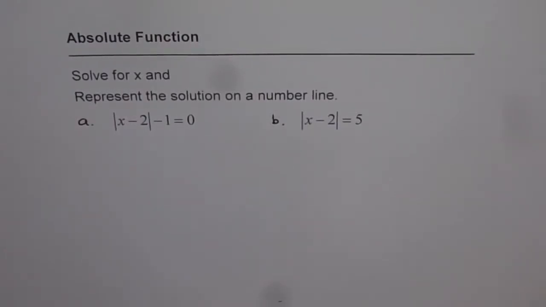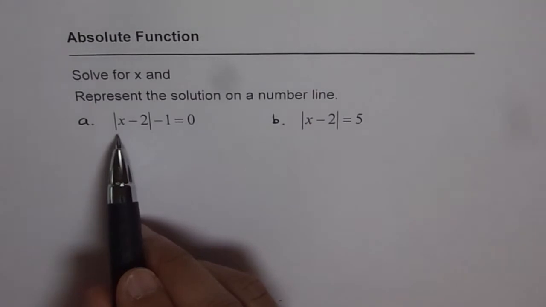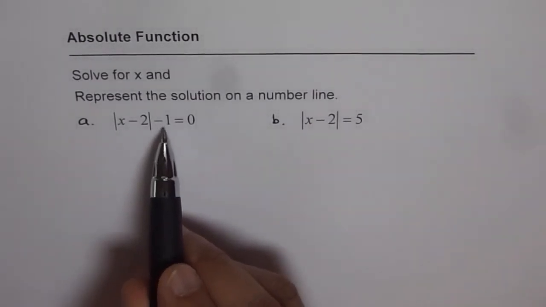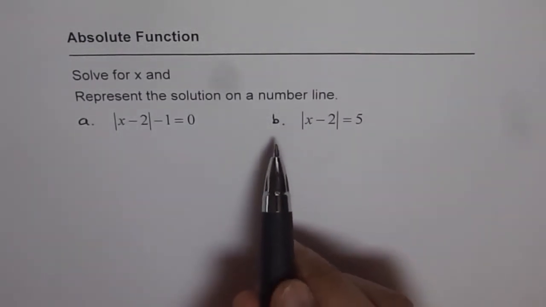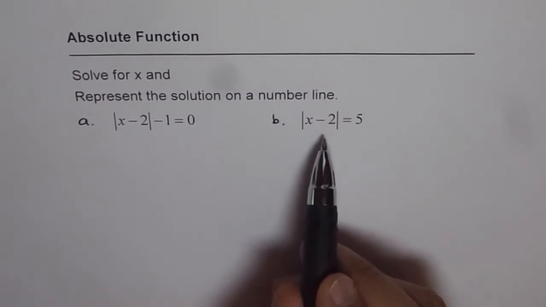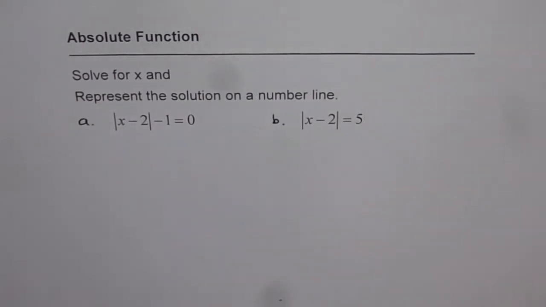Absolute functions. Now let us try to solve some equations involving absolute function. The question here is, solve for x and represent the solution on a number line. A. Absolute value of x minus 2, minus 1 equals 0, and B is absolute value of x minus 2 equals 5. So I'd like you to write down the solution for these two questions.